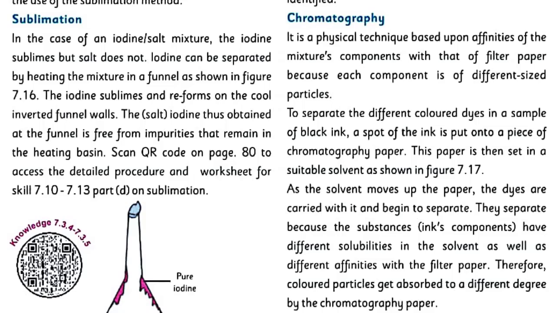Iodine can be separated by heating the mixture in a funnel as shown in Figure 7.16. The iodine sublimes and reforms on the cool inverted funnel walls. The iodine thus obtained at the funnel is free from impurities that remain in the heating basin.